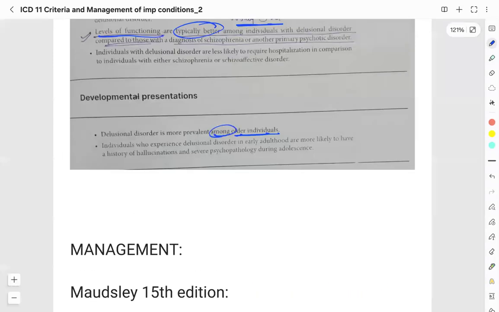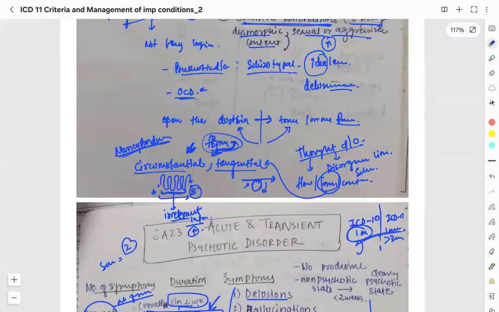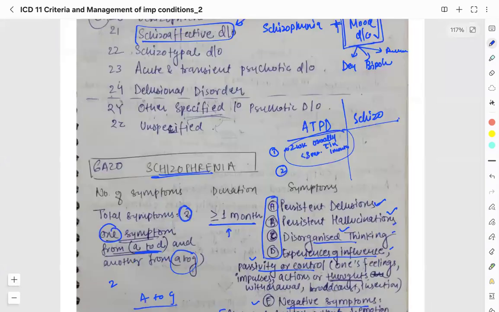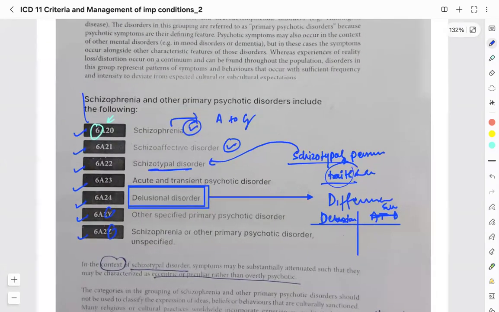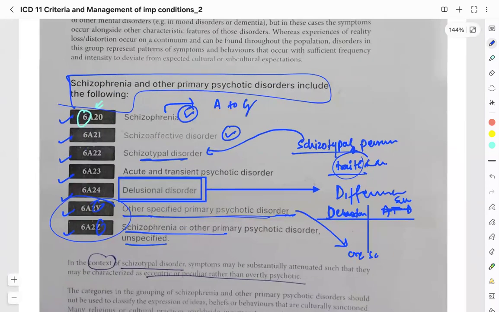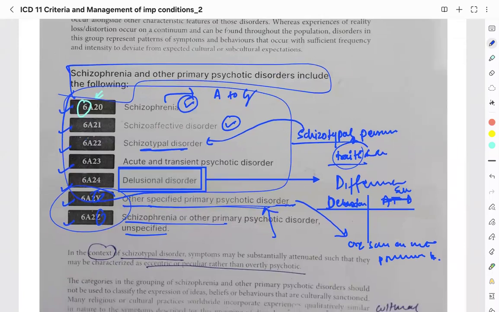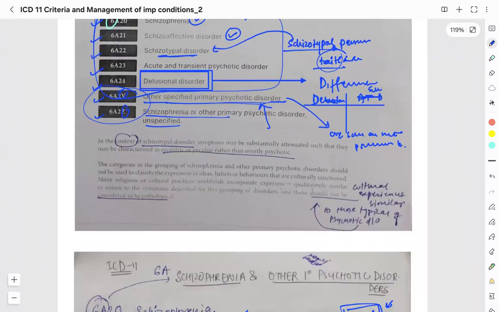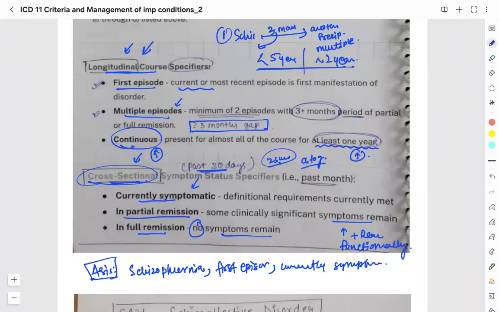All right, so this covers our section on the ICD-11 criteria of schizophrenia and other primary psychotic disorders. Regarding other specified primary psychotic disorder, the criteria for schizophrenia are not met, but you can see that there are some kinds of psychotic symptoms. So you are not able to fit them into either of these categories, so you just fit them in here. Now let's go into the management of schizophrenia, because that is the most important one.